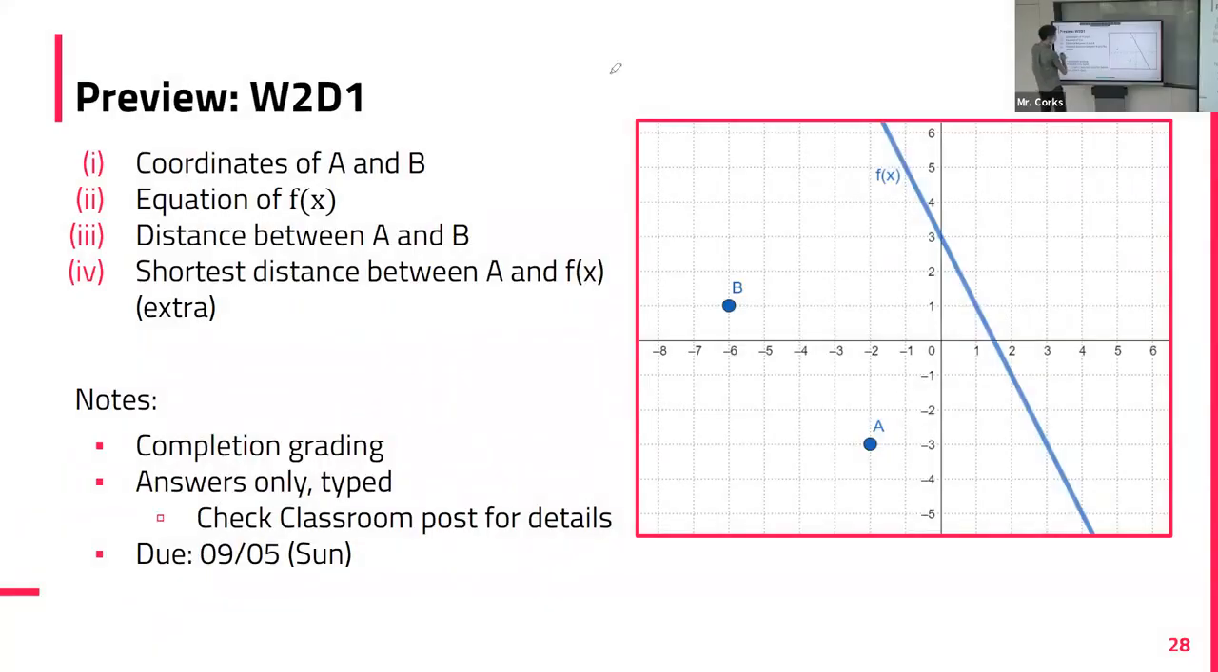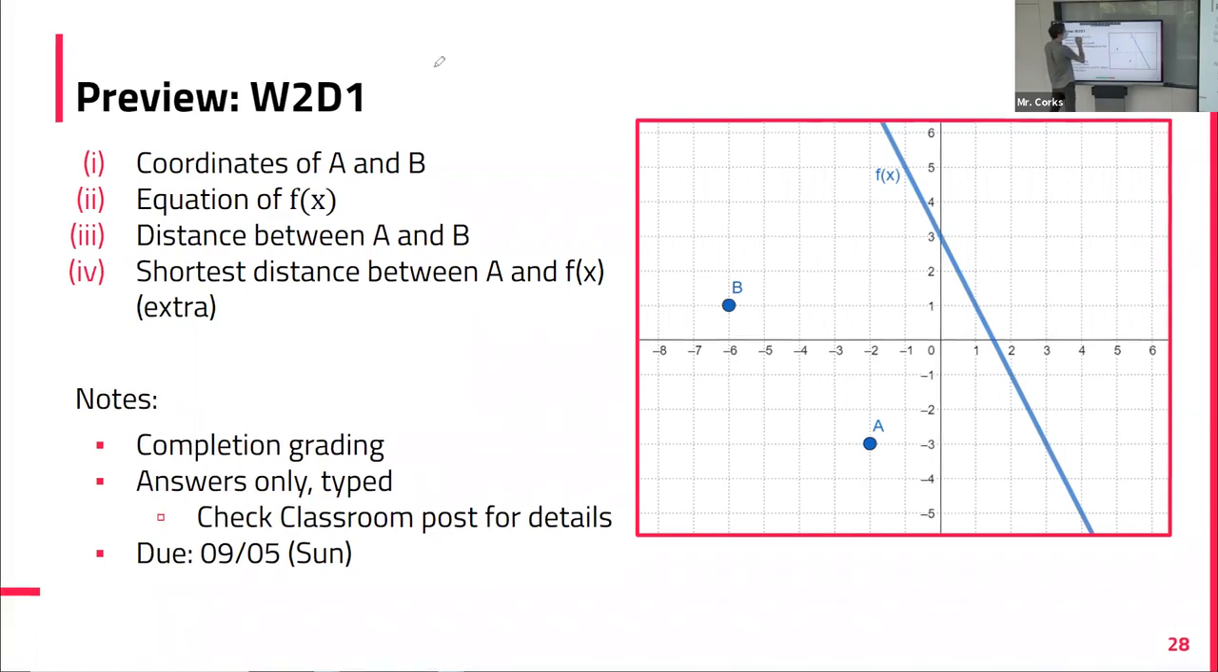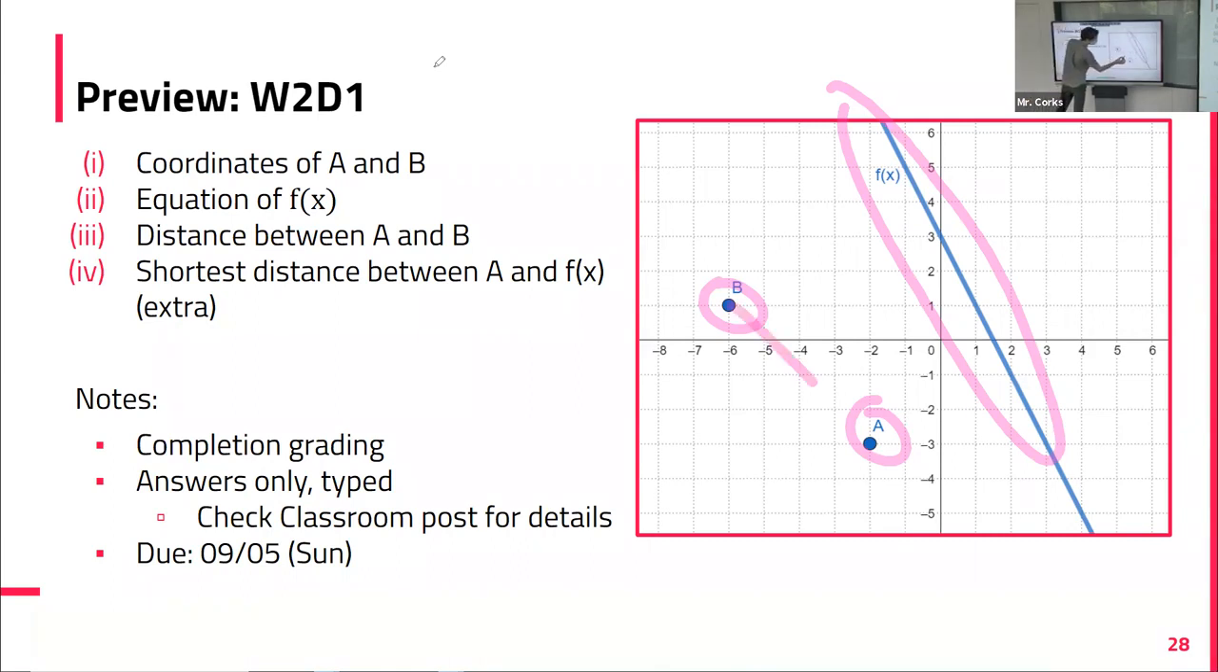Okay, so the preview question is this for our next class. I'll post this on our classroom page immediately after this class. So I want you to figure out these 4 things. So first, what are the coordinates of points A and B? What is the equation of line f of x? So this line here, what's the equation? What's the distance between these 2 points? So this shortest distance between A and B.